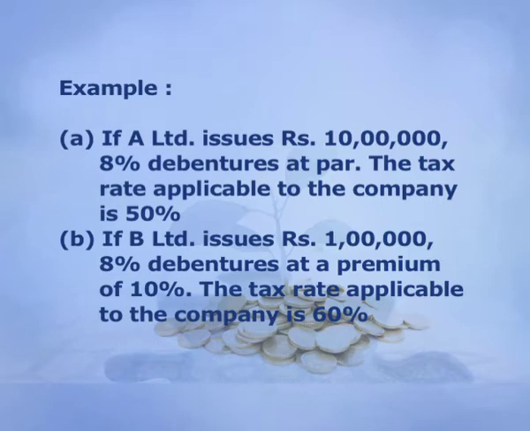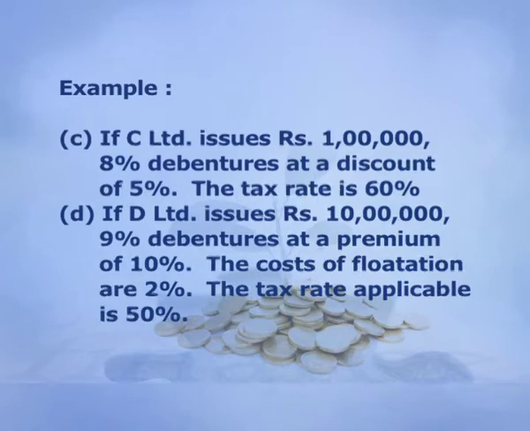First example: A Limited issues rupees 10 lakh 8% debentures at par, the tax rate applicable to the company is 50%. B: B Limited issues rupees 1 lakh 8% debentures at a premium of 10%, the tax rate applicable to the company is 60%. C: C Limited issues rupees 1 lakh 8% debentures at a discount of 5%, the tax rate is 60%. D: D Limited issues rupees 10 lakh 9% debentures at a premium of 10%, the cost of flotation is 2%. The tax rate applicable is 50%.